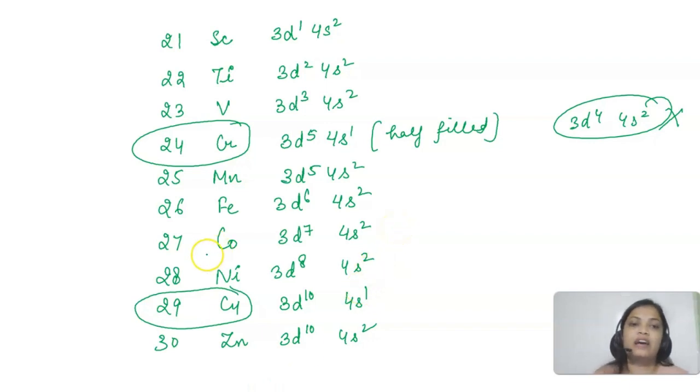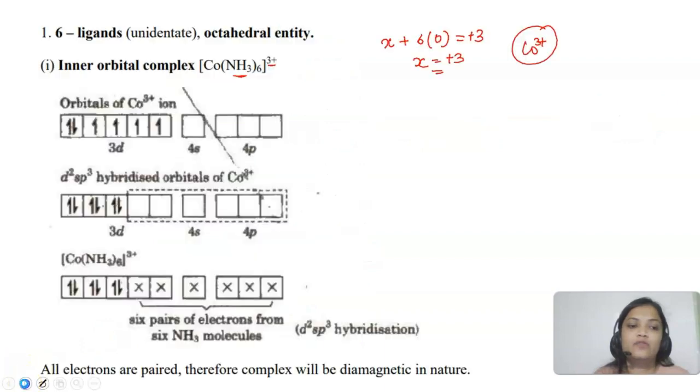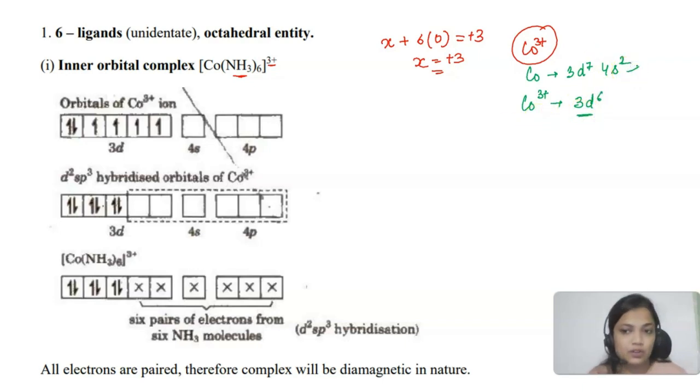Okay, so now I have to write for cobalt. So this is cobalt. Cobalt is 3d7 4s2. Now cobalt 3+ means 3 electrons are removed. So 3 electrons are removed, meaning 3d6. These two will come out of the s. Electrons are filled in d later, but are removed from s first. Okay, try to remember. So cobalt 3+ is 3d6.